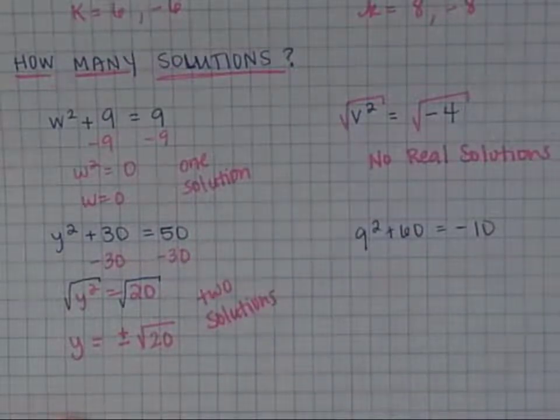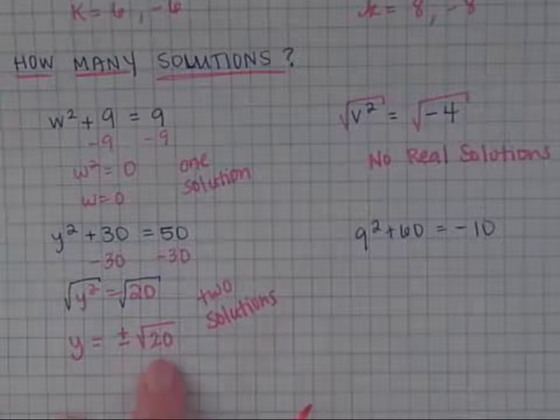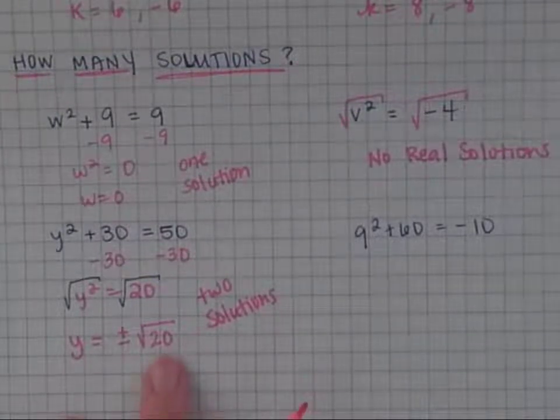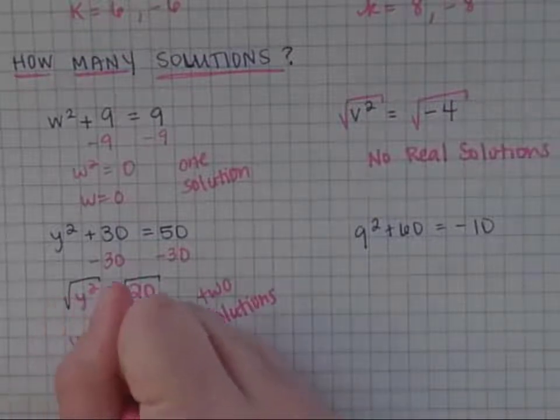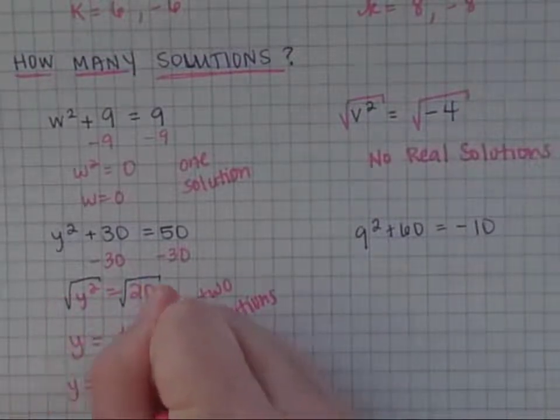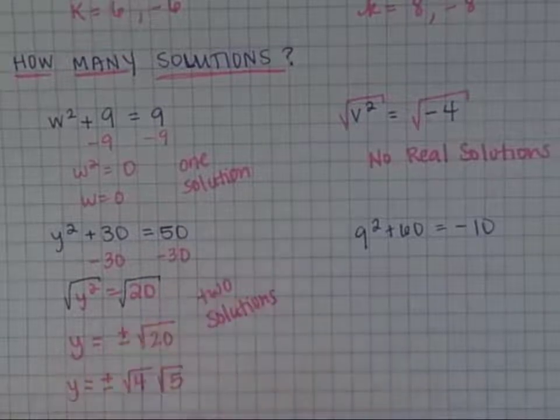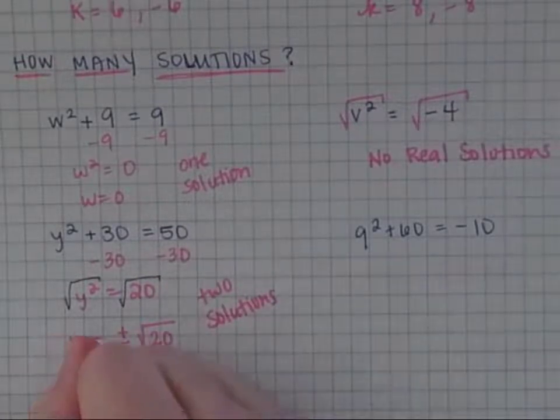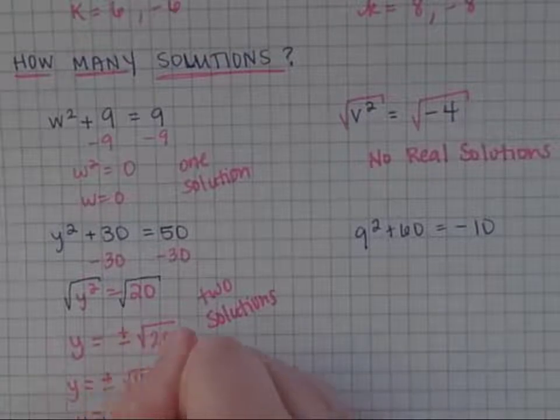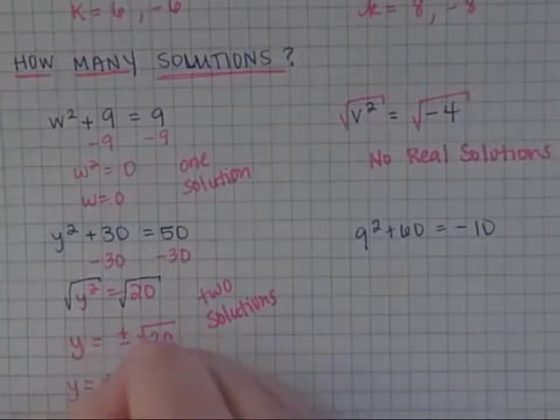Okay. Now remember, simplifying, there is a perfect square that is a factor of 20, which is 4. Four times 5 is 20. So y equals plus or minus 2 square root 5.